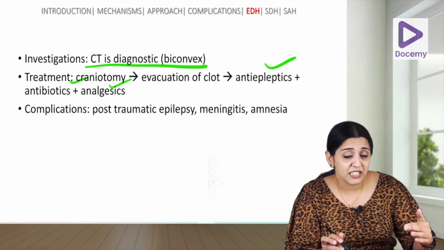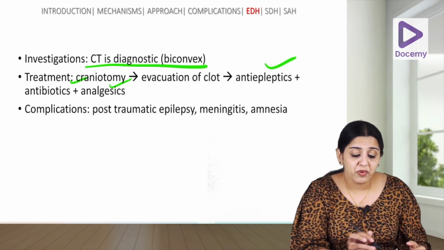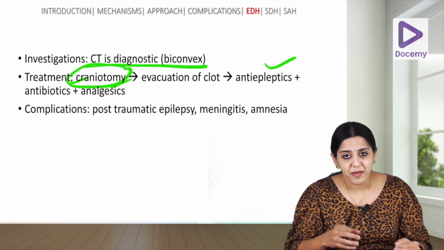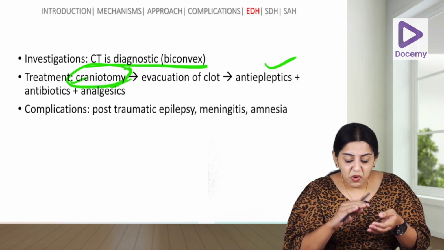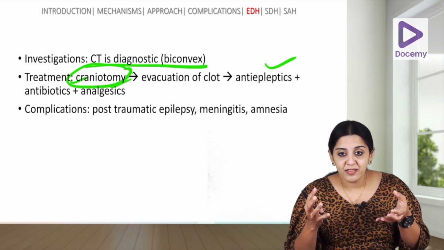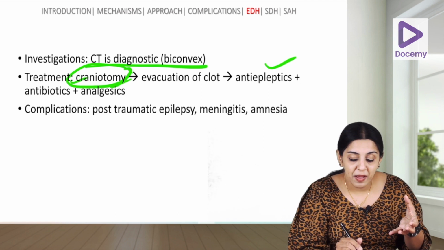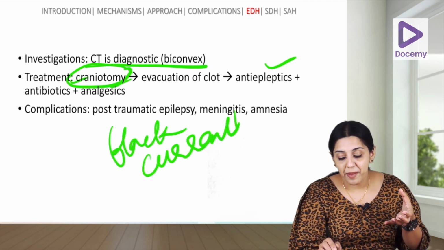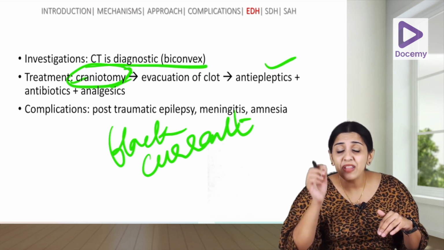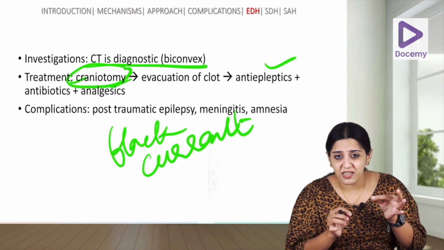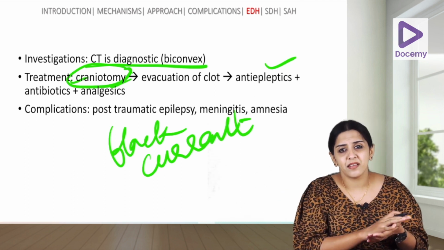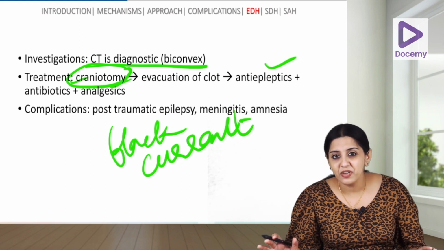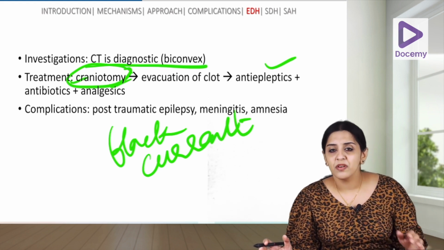But if it is an expanding EDH, you may have to emergency do a craniotomy. Craniotomy means you are opening up the cranium, and what do you do? Once you open the cranium, that is the skull, you will find the EDH, and it is like a blackcurrant jelly like hematoma. It is evacuated. If there is a dural tear, stitches are made, and then the skull is repositioned and the sutures are put in order to bring back the patient to normalcy.